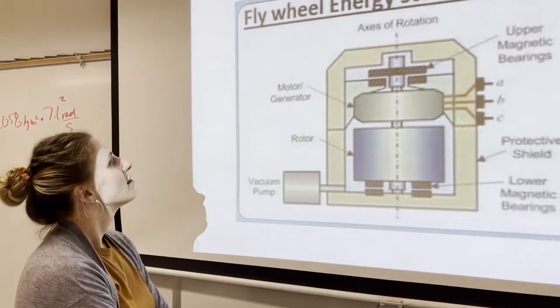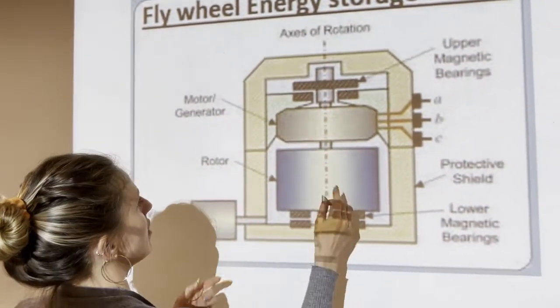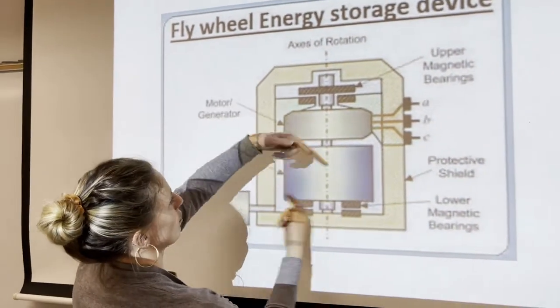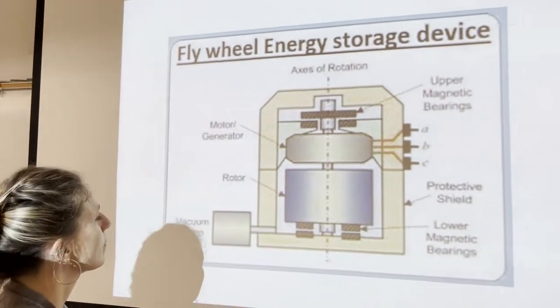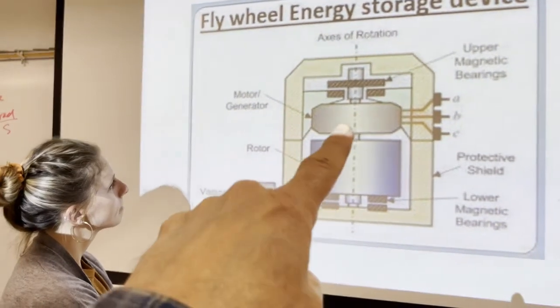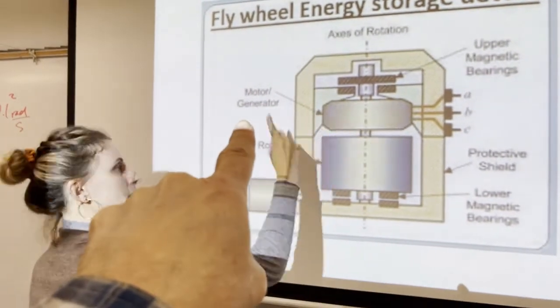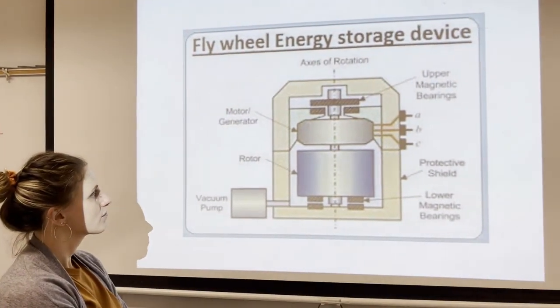This thing can be spun up by this motor here to very high speeds. The rotor spins, and as it does that, it has kinetic energy. Then if you want to get the energy back out, the motor turns into a generator and generates electricity. So it's an energy storage device from a flywheel.